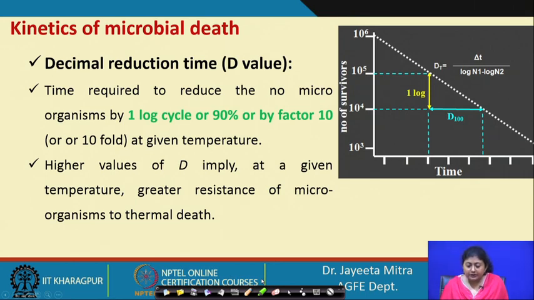Now, if we plot the number of viable microorganisms on a log scale with respect to time, we can see that the time required to reduce the viable microorganisms by 1 log cycle is termed the D value. So, we can write it as delta t divided by log of n 1, the viable microorganisms at t 1, minus log of n 2, after time t 2, and this delta t is then t 1 minus t 2.